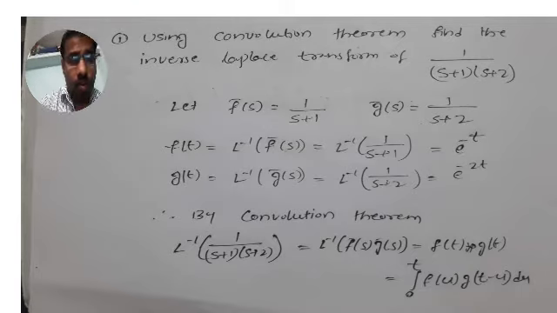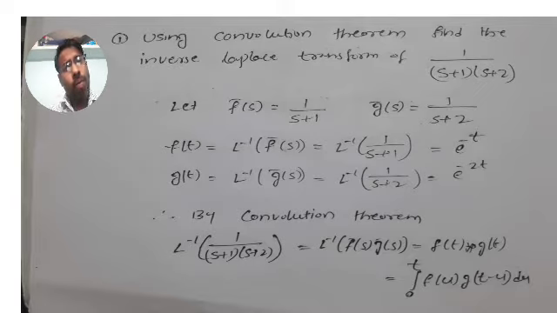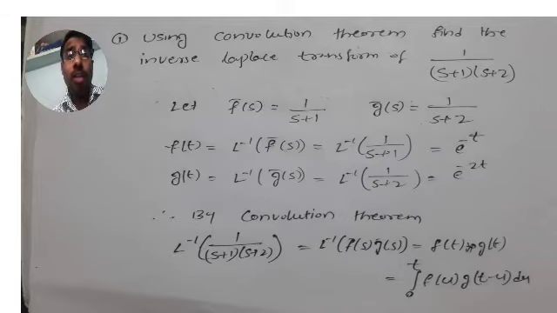The question itself says you have to use the convolution theorem to find this inverse Laplace transform. If the question is not like that, and it is just find the inverse Laplace transform of 1 by s plus 1 into s plus 2, then we can easily do this problem by using partial fractions. Yesterday we did it. So there is no need to use the convolution theorem. If the problem is simply to find the inverse Laplace transform, then surely we go to the other method we covered yesterday, that is the use of partial fractions. Very easily we can do that.